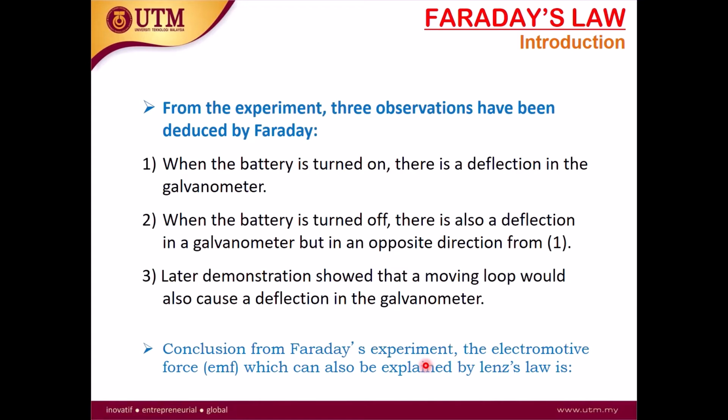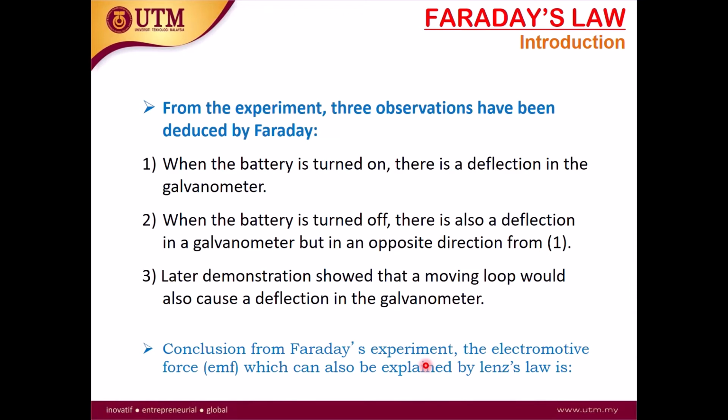From the experiment, three observations have been deduced by Faraday. Firstly, when the battery is turned on, there is a deflection in the galvanometer. Second, when the battery is turned off, there is also a deflection in the galvanometer, but in the opposite direction from the first. Later demonstrations show that a moving loop would also cause a deflection in the galvanometer.